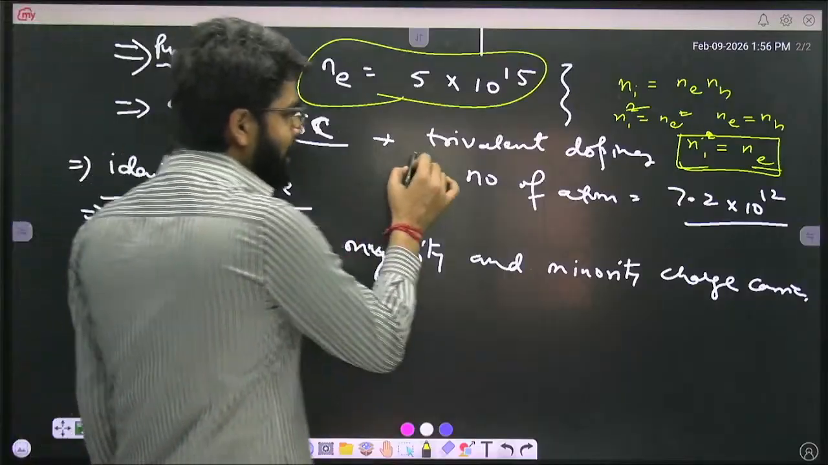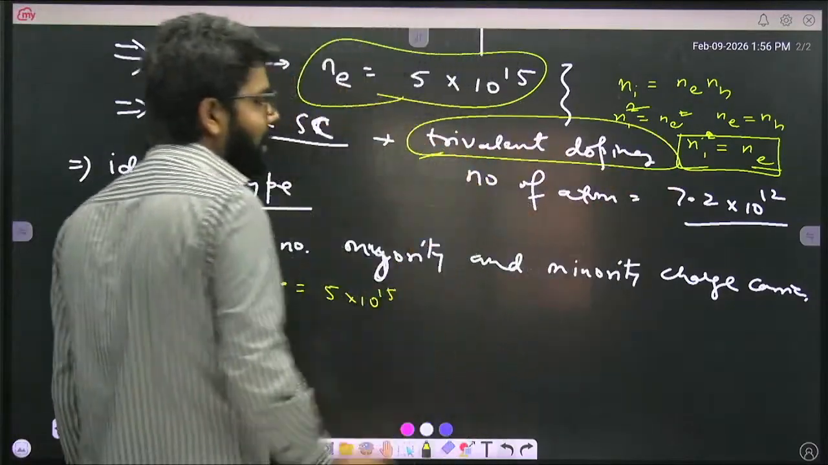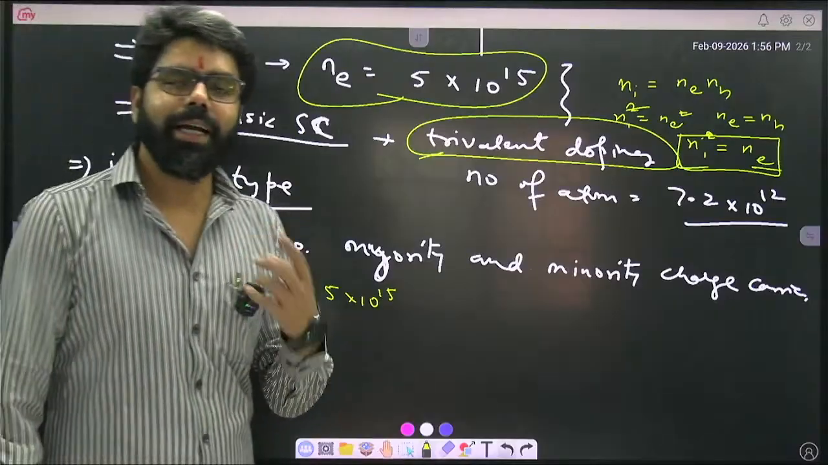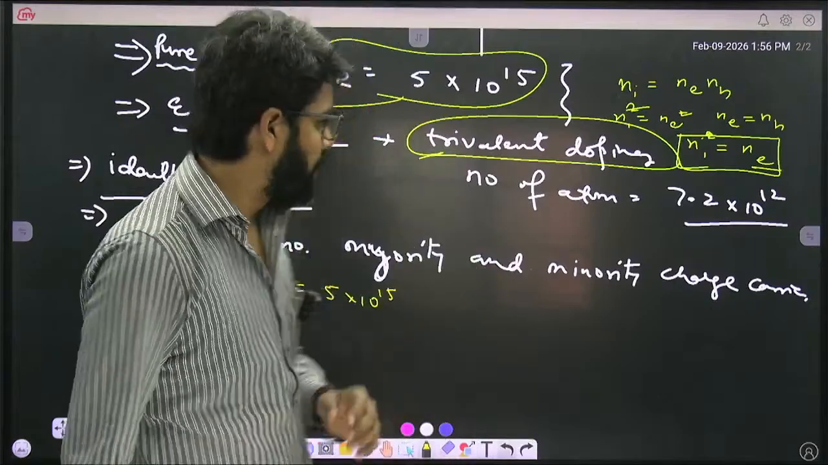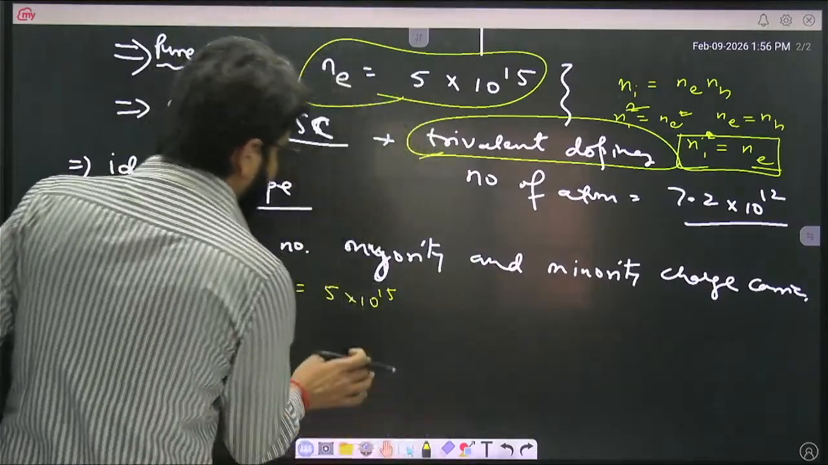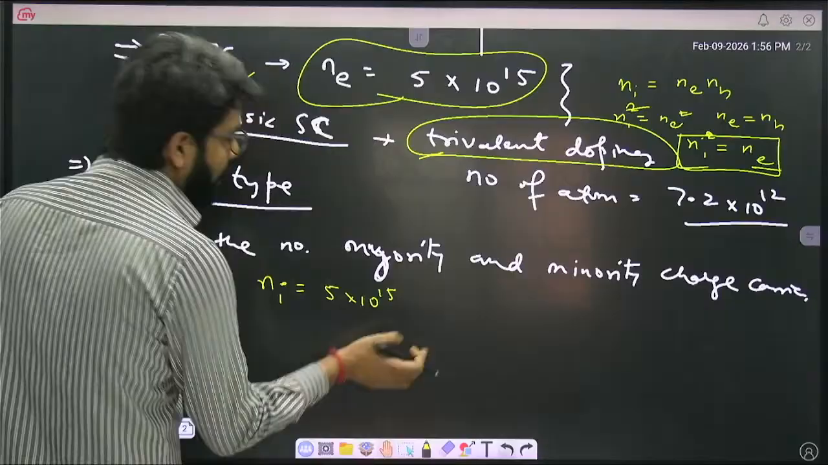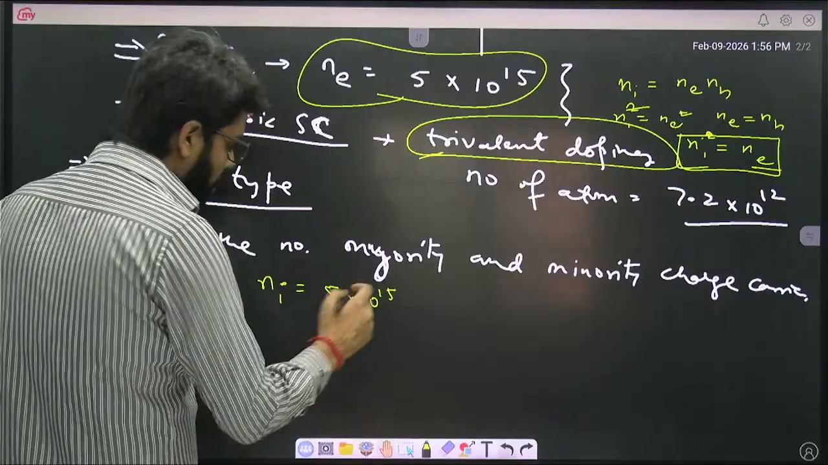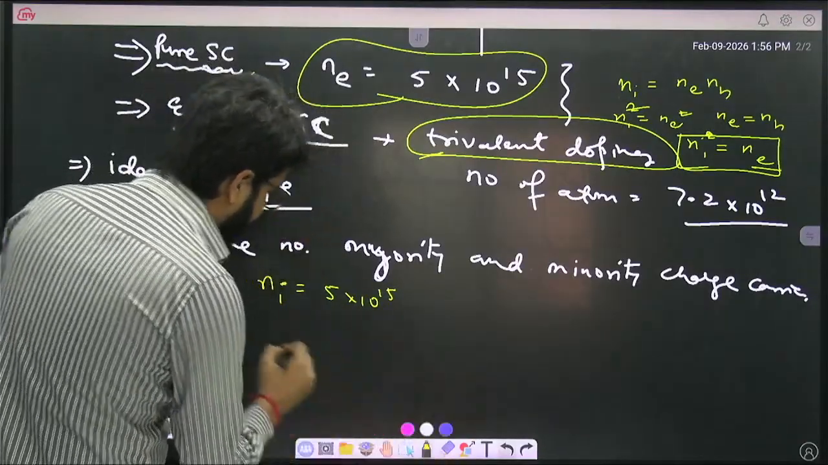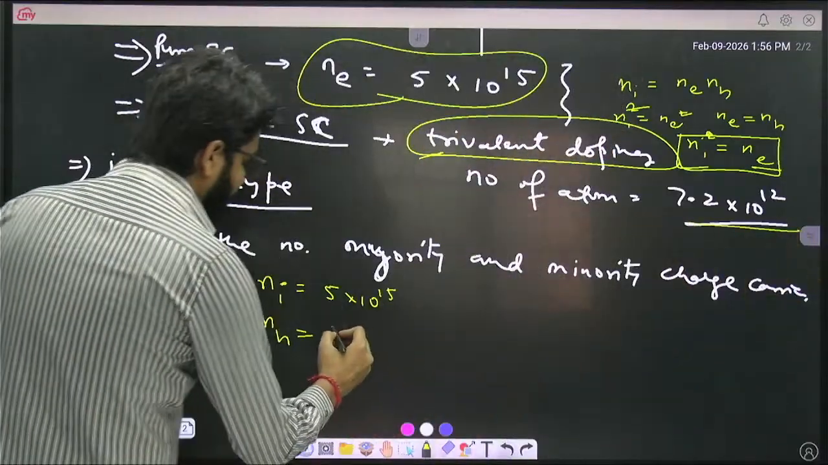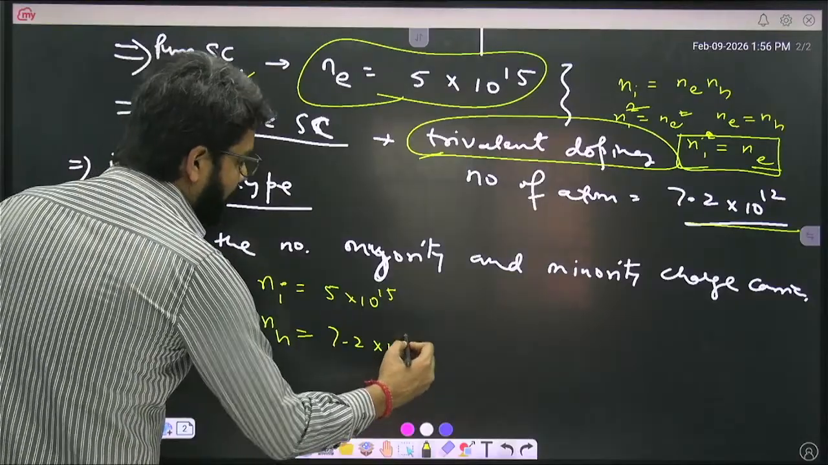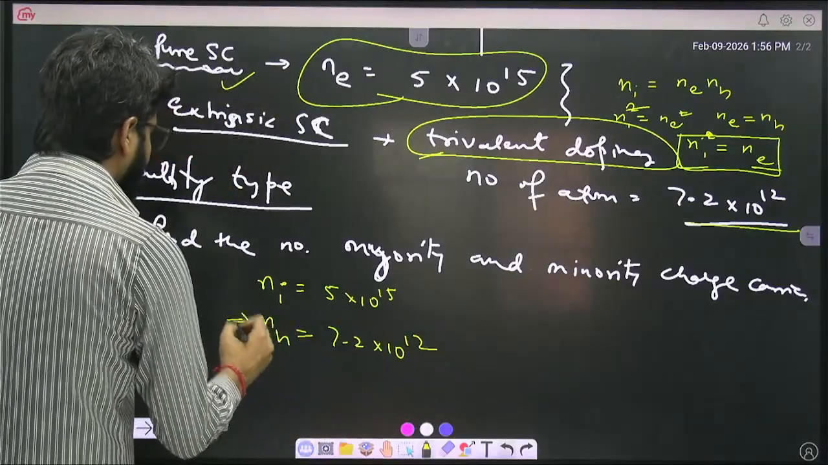Since it is trivalent doping, in trivalent doping we get a p-type semiconductor because one place remains vacant. So we have a p-type semiconductor, and in a p-type semiconductor we have the number of holes. The number of holes is equal to the number of atoms, so that is equal to 7.2 into 10 to the power 12. So the number of holes we already got.